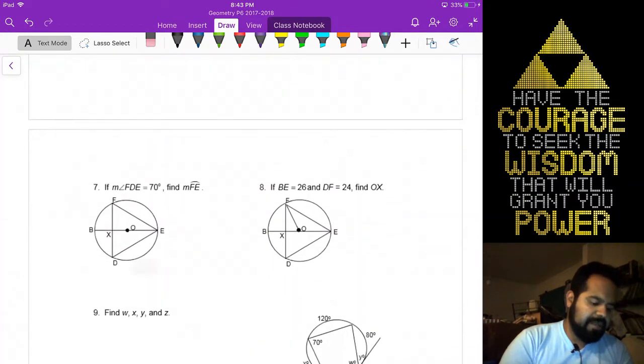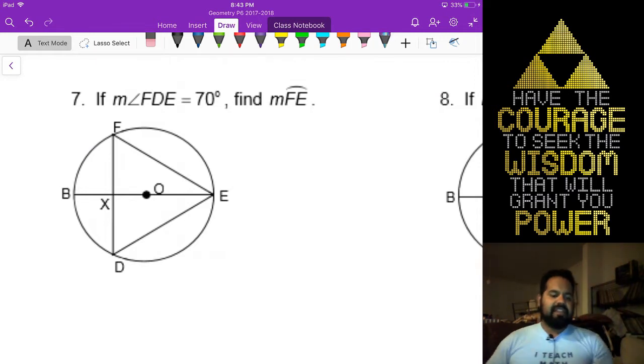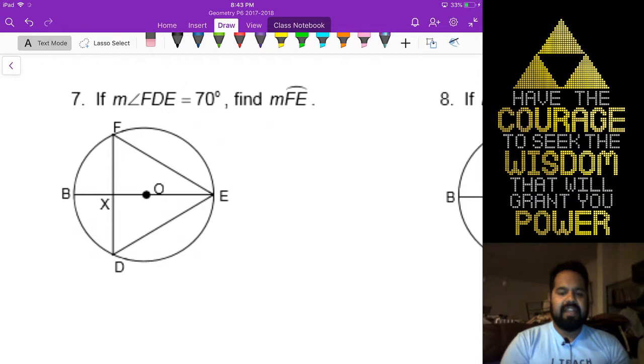So then on the next page, number 7, is this the study guide? Yes, Matthew, this is the Unit 10 study guide.